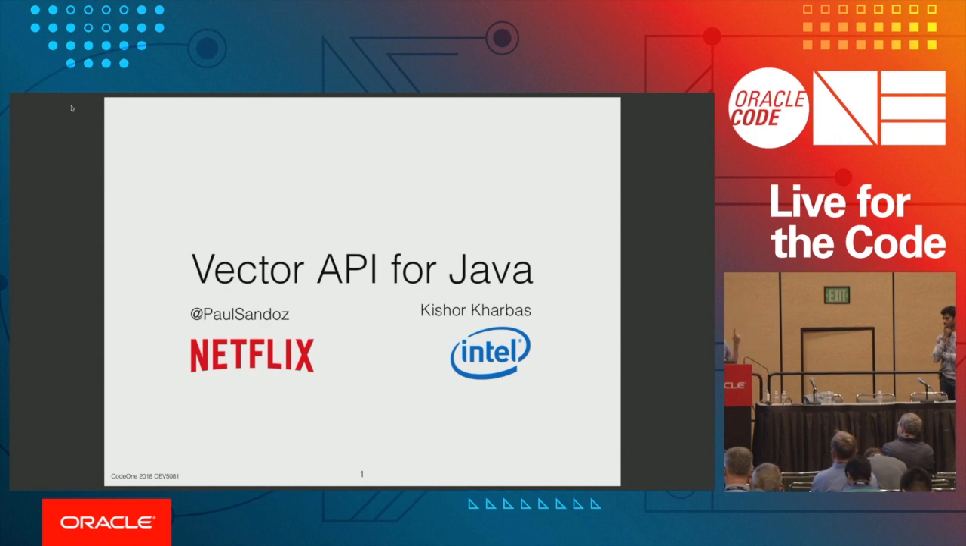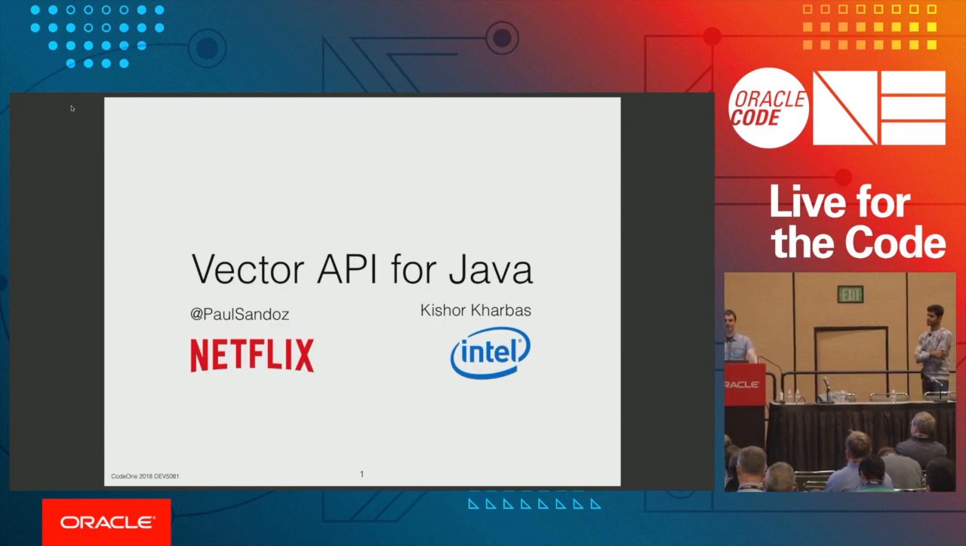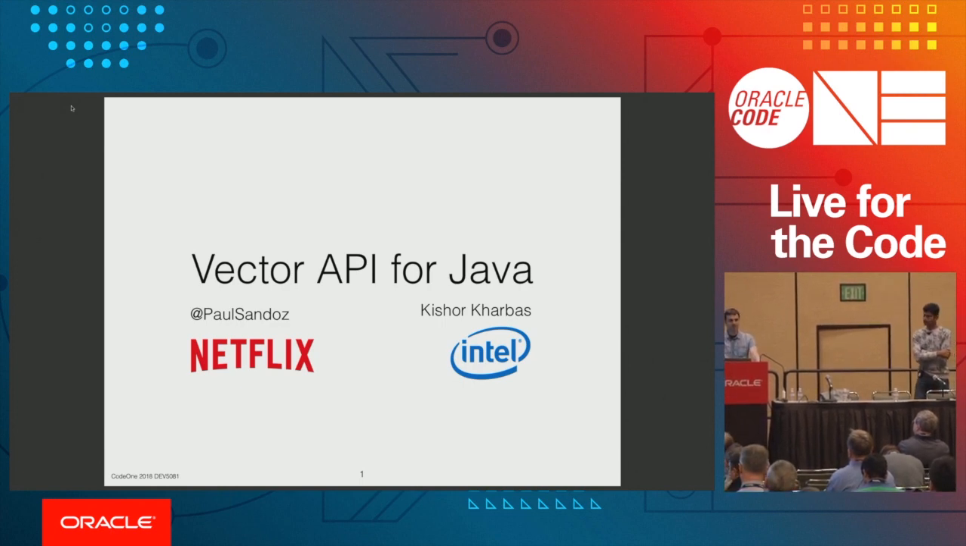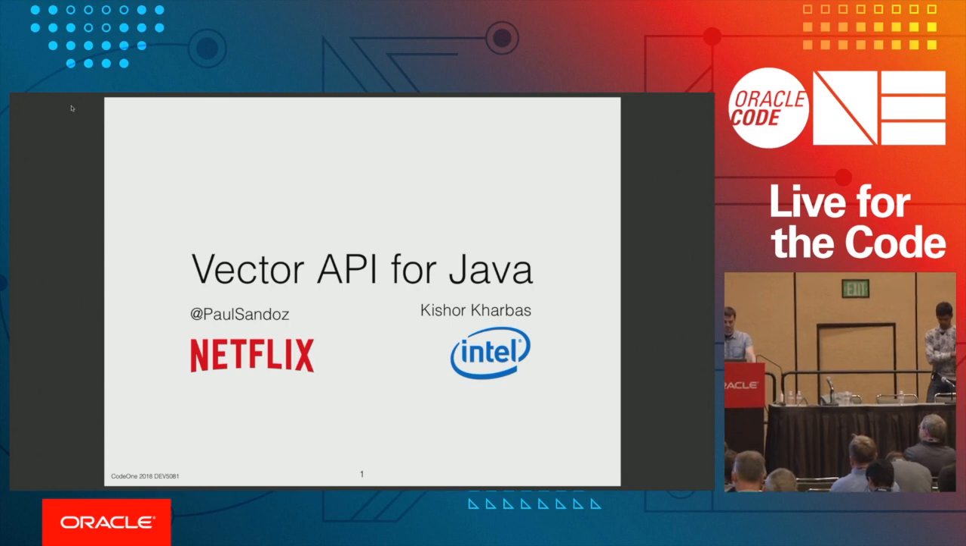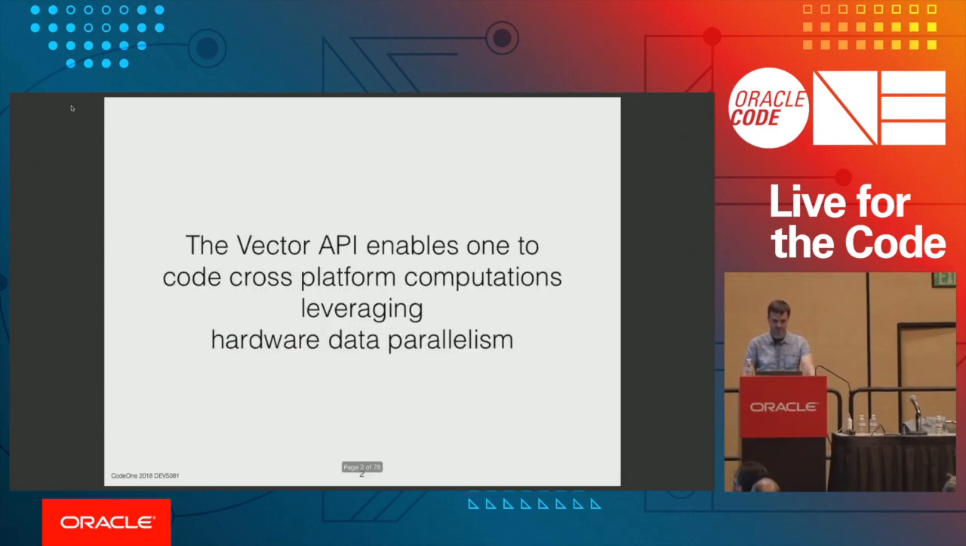I'm Paul. This is Kishor, and we're going to talk about a joint collaboration on OpenJDK between Intel and Oracle on something called the Vector API, not Java util Vector. You're in the wrong place if you think it's about that.